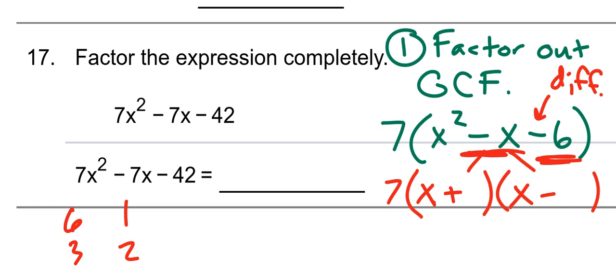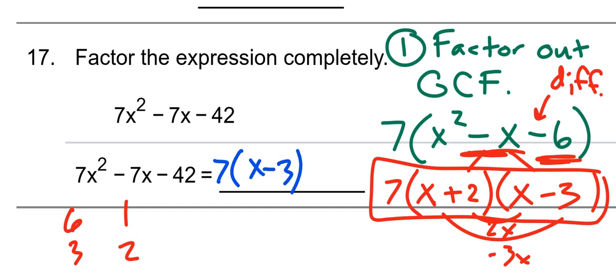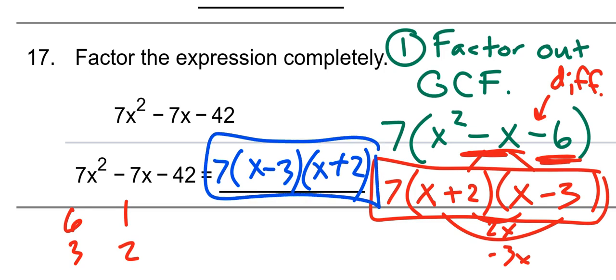Where does the 3 go? Well, the 3 has to go with the minus so that when we do the outsides and the insides, we end up with a negative 1x. 2x and a minus 3x equals a negative 1x. So this is one acceptable answer. Or, just like I've said before, you could do the x minus 3 first and the x plus 2 second. That's another acceptable answer. The 7 does have to be on the outside because it is the greatest common factor. It was pulled out first, and then the remaining work was done after that.